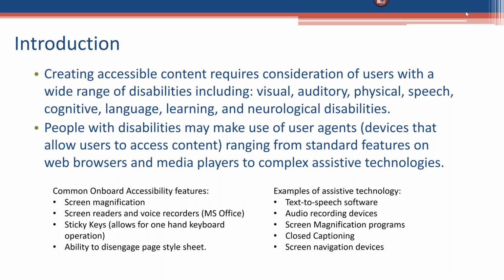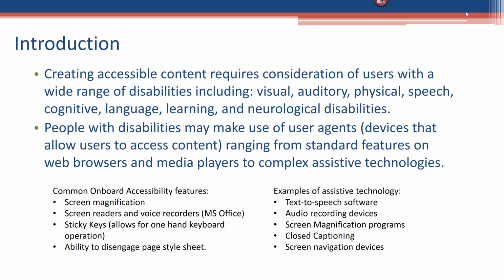So creating accessible content requires consideration for users with a wide range of disabilities, including visual, auditory, physical, speech, cognitive, language, learning, and neurological abilities. People with disabilities may make use of user agents or accessible technology devices that allow for access of a wider range of content. These include standard features that are common on web browsers and media players to more complex assistive technologies like screen readers.